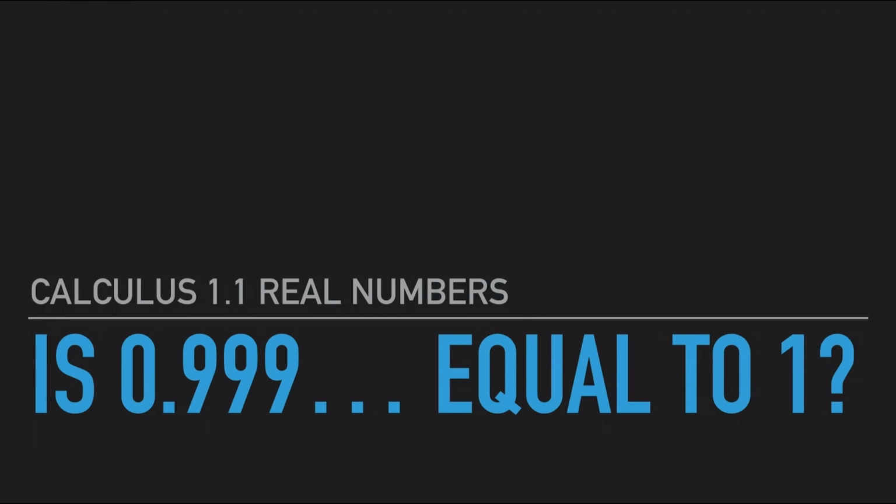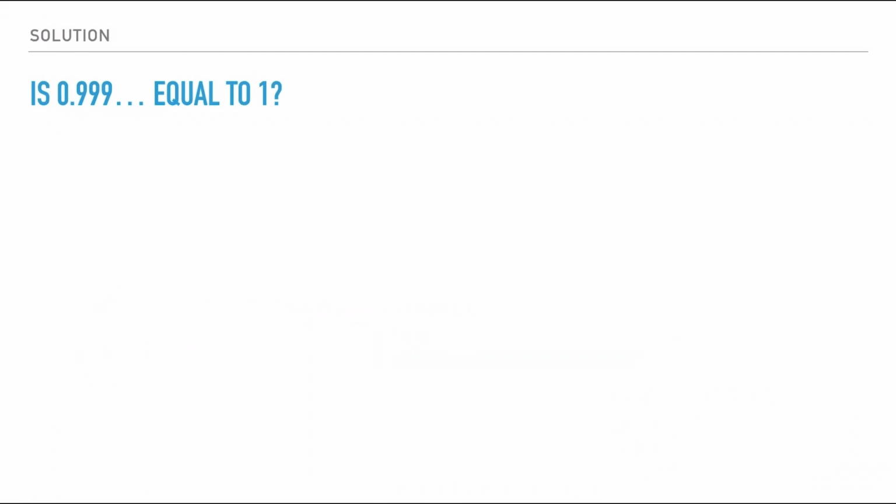Here we explain why the infinite decimal expansion 0.9999 and so on is equal to 1. And we will use our understanding of sequences to do this. First, let us try to understand what we actually mean by a number with an infinite decimal expansion.